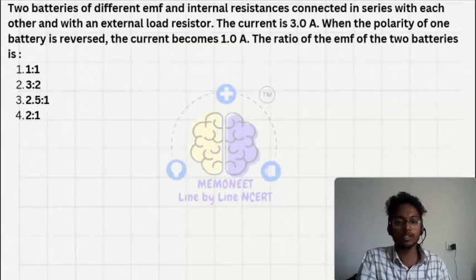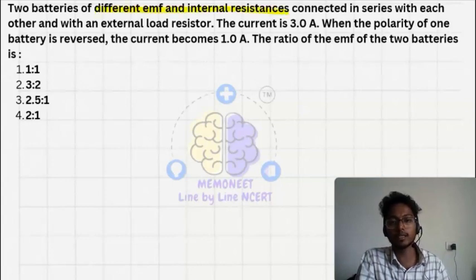Let's see our last question for today. Two batteries of different EMF and internal resistance are connected in series with each other and with an external load resistor. The current is 3 ampere. When the polarity of one battery is reversed, the current becomes 1 ampere. Find the ratio of the EMF of the two batteries.